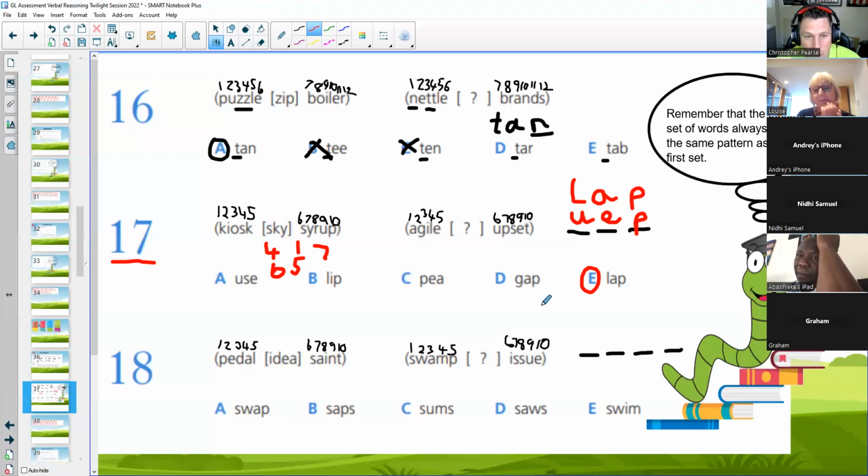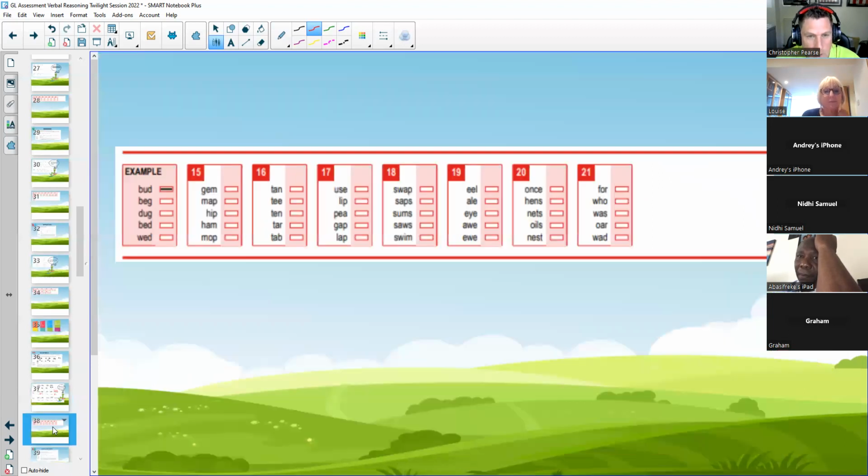Thanks, Louise. I think that's the perfect time just to show parents the multiple choice sheet. This is what a multiple choice sheet for GL Assessment will look like. As you can see here, we've got the answers written down. The one we were just looking at, number 17, you might remember the answer was lap. So the child would mark it like that with a horizontal line, and that would be the answer. If they make a mistake, they must rub it out and then put the right answer in.